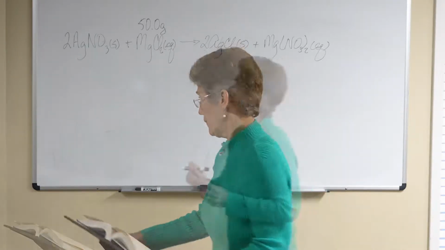Okay, the first problem. A student makes silver chloride according to the following equation. The student starts with 50 grams of magnesium chloride and an excess of silver nitrate. If she makes 125.1 grams of silver chloride, what is her percentage yield?